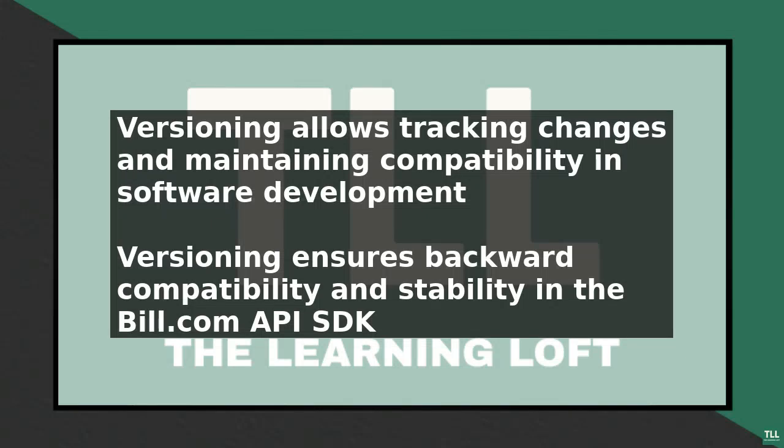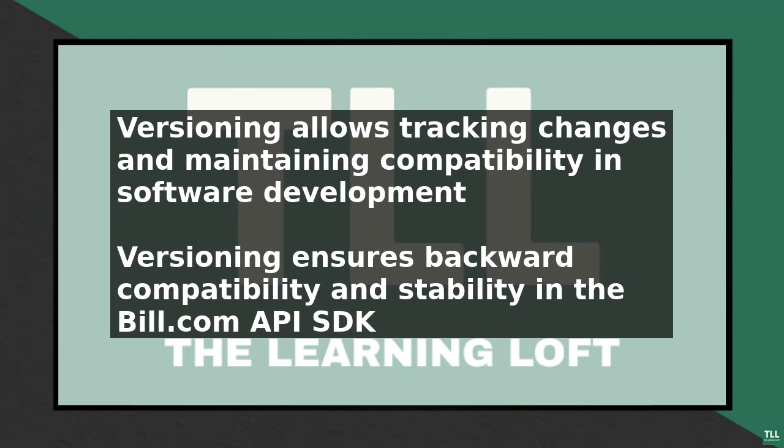To version the Build.com API SDK, start by understanding the importance of versioning in software development. Versioning allows you to track changes, maintain compatibility, and ensure backward compatibility. The Build.com API SDK follows a standard versioning pattern, with each version represented by a unique number.